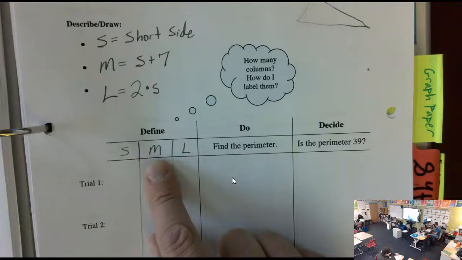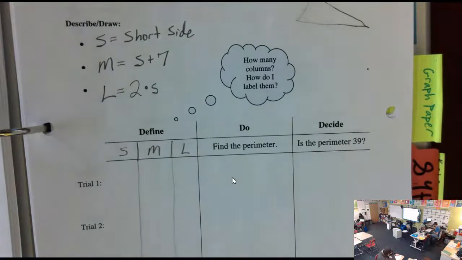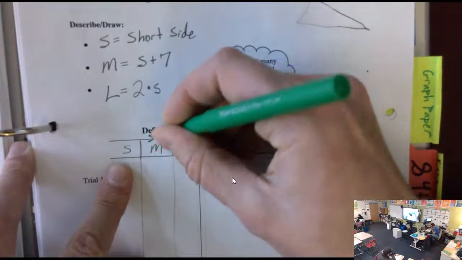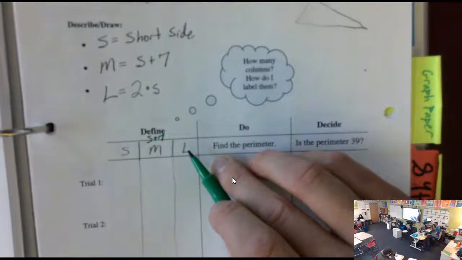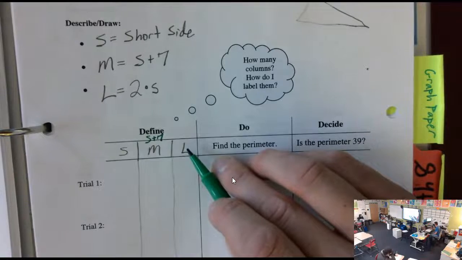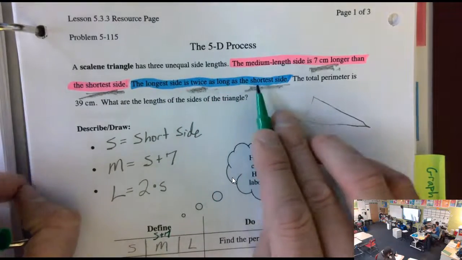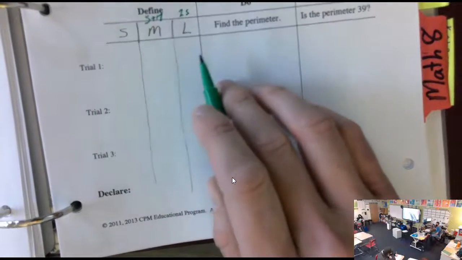But we said that the medium side is actually s plus 7. So I'm going to make a little note. My medium side is actually s plus 7. And what's our long side going to be here? 2 times s, right? Because they told us the longest side is twice the shortest side. So 2 times s. I don't think we had a chance to guess anything here.